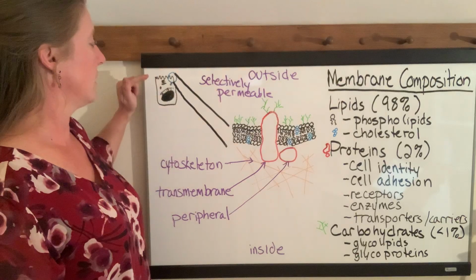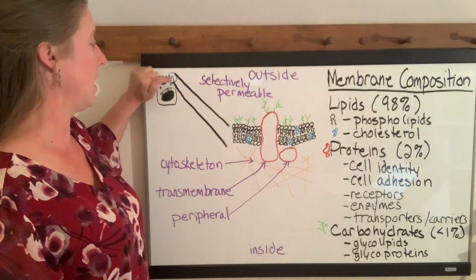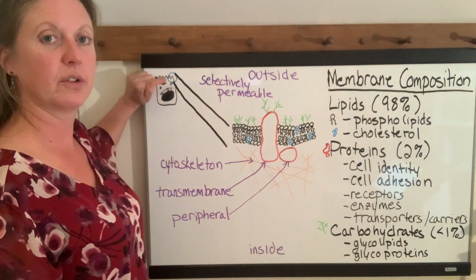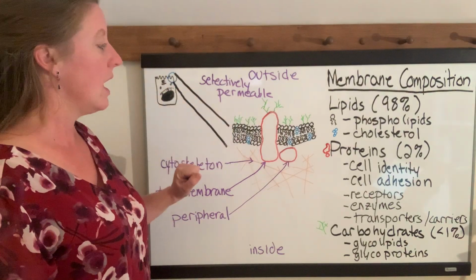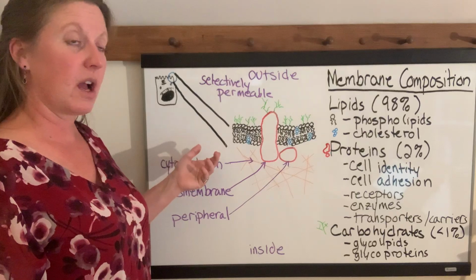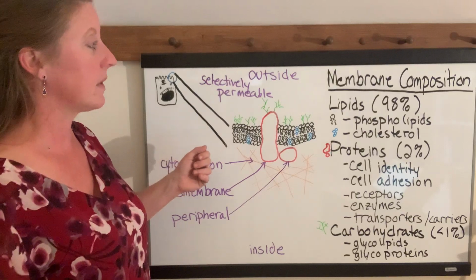Now, I'm going to take a piece of this plasma membrane here that you see circled at the top and magnify it into this drawing. And then we're going to talk about the composition of the membrane.